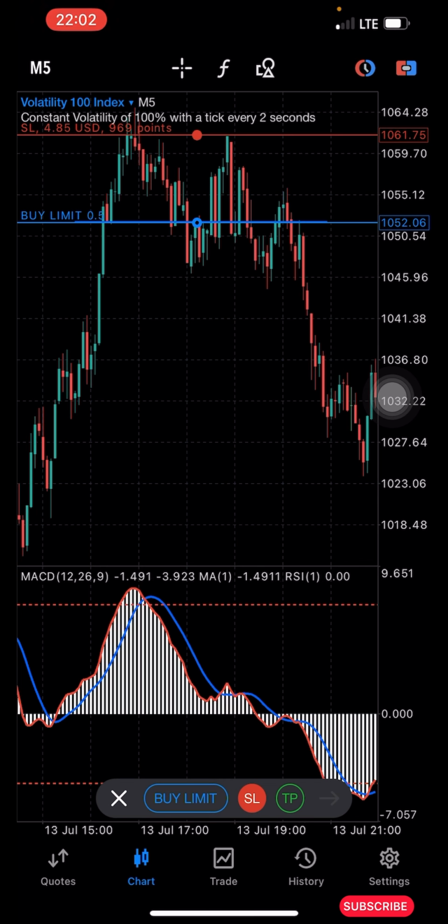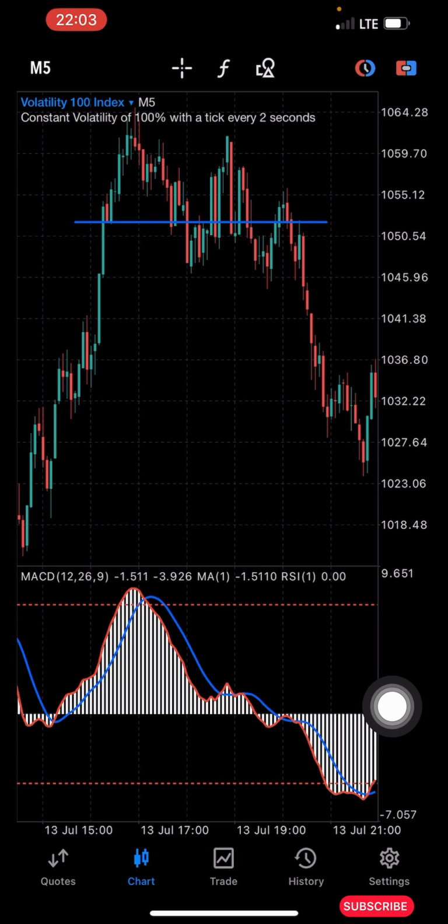Now once you take your entry, you place your stop loss above the most recent structure, and then you can target using this indicator. You can decide to wait for the red line here to get to the oversold level, and you take your profits. So that is one example of how you do this.